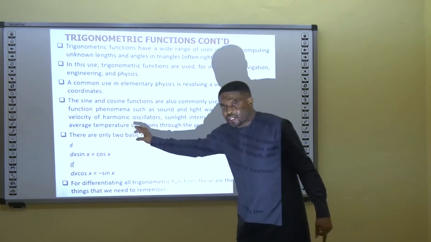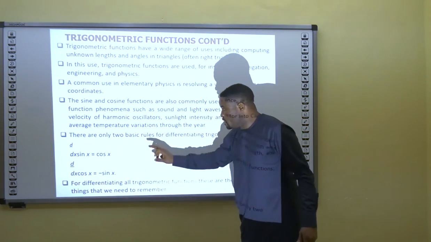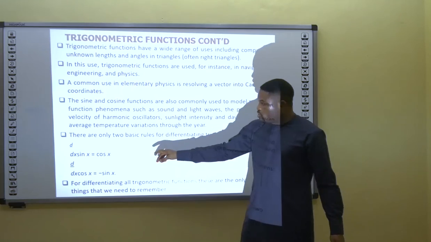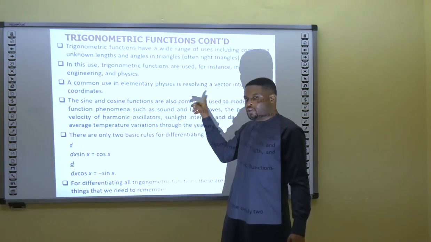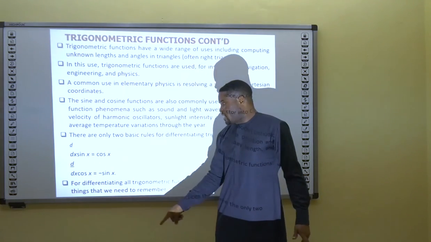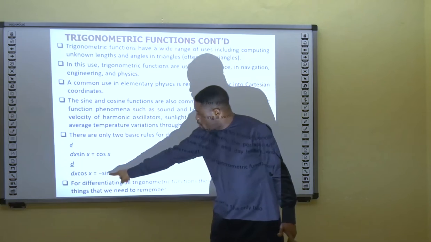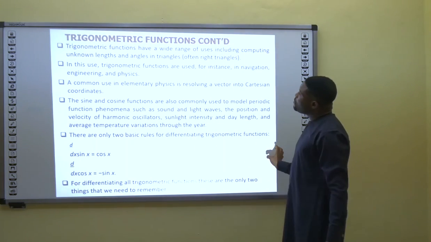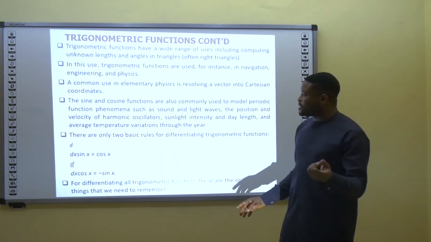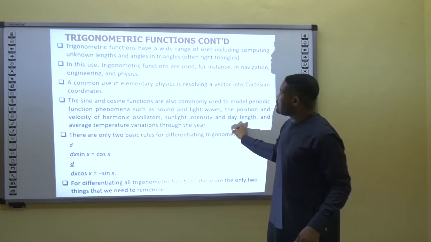So this must be at the back of your mind all the time when you're thinking of trigonometric functions using differentiation. Because when you look at d/dx of sin x, it must give you cos x. And then when you look at d/dx cos x, it must give you the negative of sin x. So those two formulas must always be at your fingertips if you want to succeed in trigonometric functions.